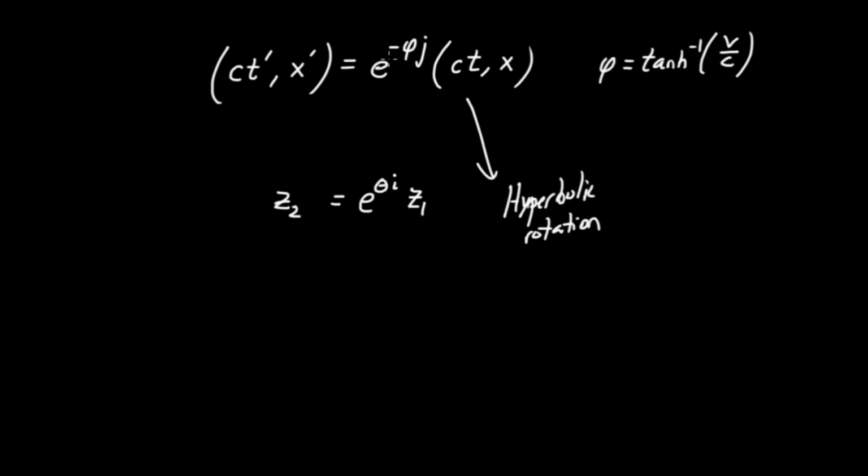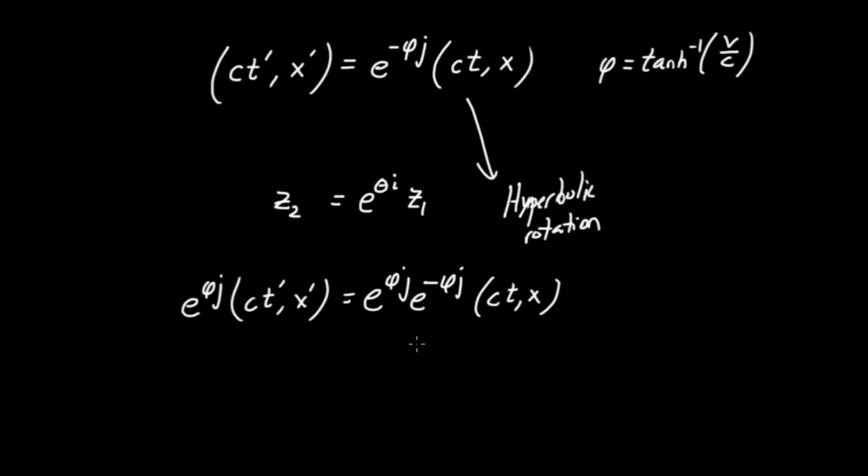And when you work with exponentials, it's totally obvious what this is. So what you're going to do is multiply both sides by e to the positive phi j times ct prime x prime, which is equal to e to the positive phi j times e to the minus phi j times ctx. And it turns out you can work with exponentials in the way you would expect, that the arguments add like this when they're being multiplied. So I actually get e to the 0 up there in the argument, which is of course equal to 1. So I just get ctx. And on the right hand side, I have e to the positive phi j times ct prime x prime.